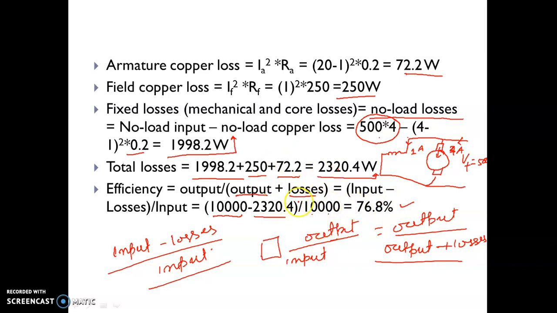So this is the efficiency when the motor is taking 20 ampere current at load and 4 ampere current at no load. The same question you can solve for 100 ampere input current, and you will find how much efficiency is coming for this motor, whether it is increasing or decreasing. You can verify it.